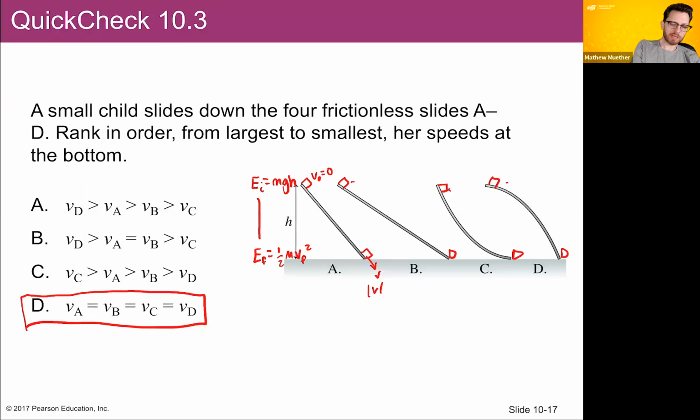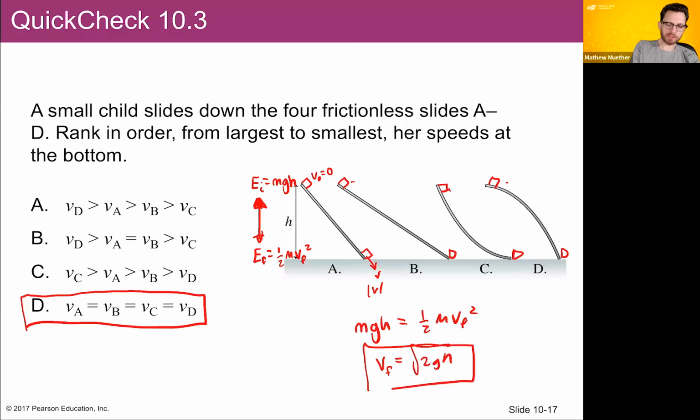And through energy conservation, I can say that the initial energy has to be equal to the final energy. And so no matter which slide I pick, I'm going to have an equation that says mgh is equal to 1/2 m v final squared. And look, this tells me that the final speed for the object, again, is the square root of 2gh. And this expression has nothing to do with the shape of the slide. It just depends on where I started and where I ended up, and nothing about the path that the object takes in between those two points.